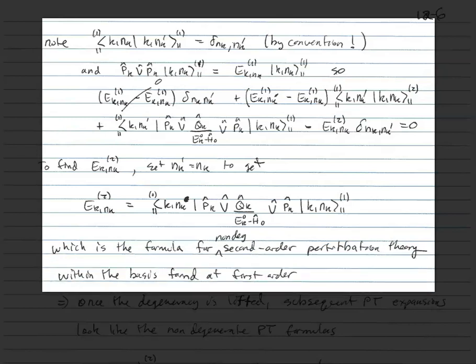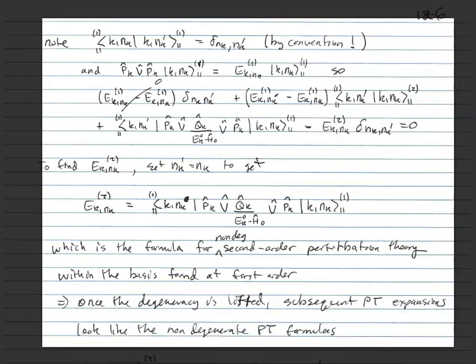Now, that is the same as the non-degenerate second-order perturbation theory if we consider it as a non-degenerate perturbation theory using the basis that we found at first order. So what this tells us is once the degeneracy has been lifted, all the subsequent perturbation theory expansion will look exactly like the non-degenerate perturbation theory formulas. So life becomes very easy once the degeneracy is lifted.